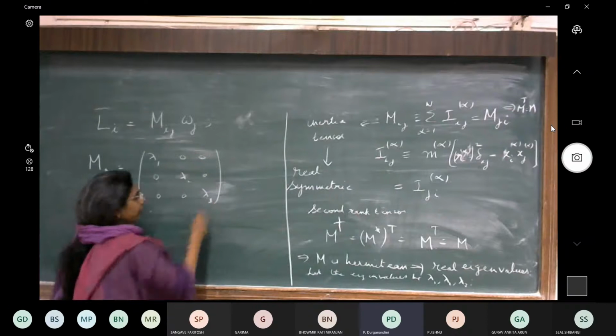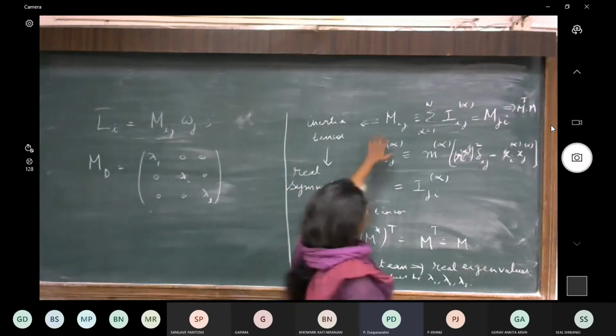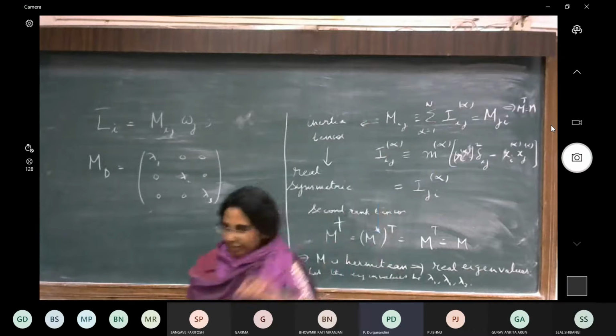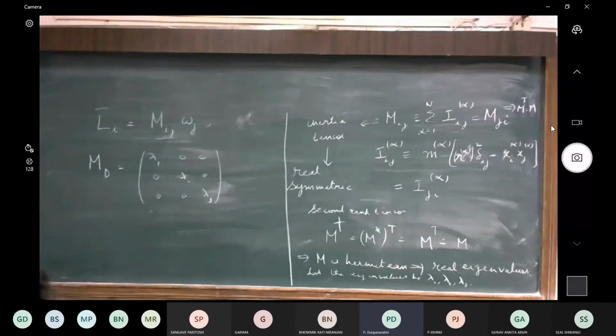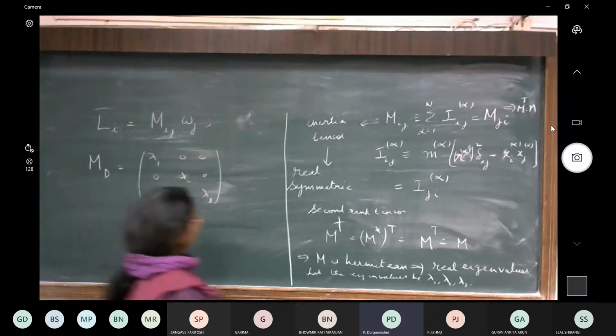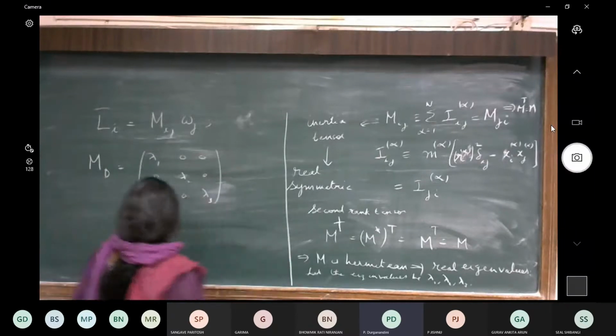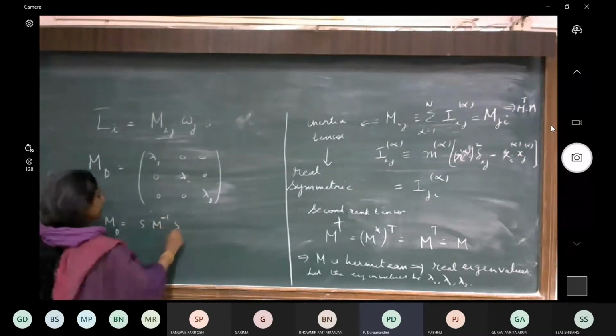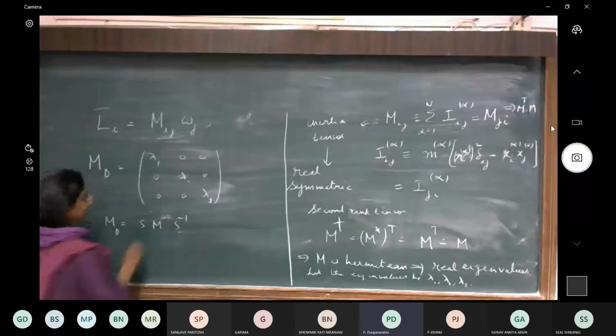So now I can imagine that, starting from an M, which is most generally like this, I can make a transformation. You know that you can make a similarity transformation and go from this non-diagonal form to a diagonal form. So I can construct M diagonal, or I can write my M in this fashion, by some similarity transformation, where S is some similarity transformation.